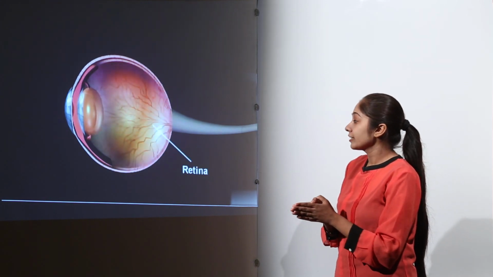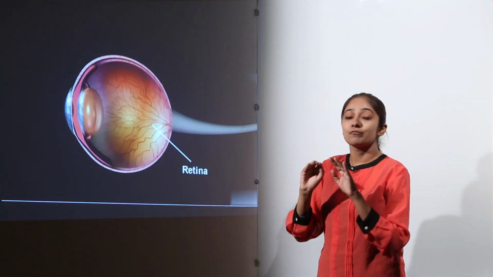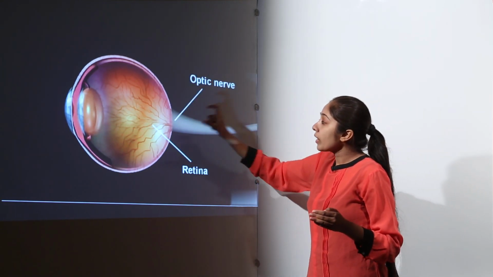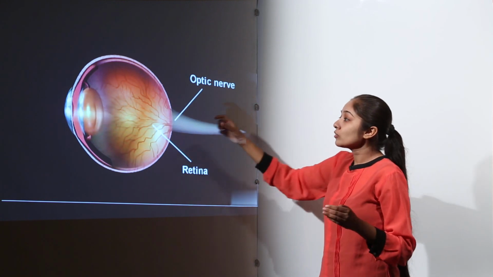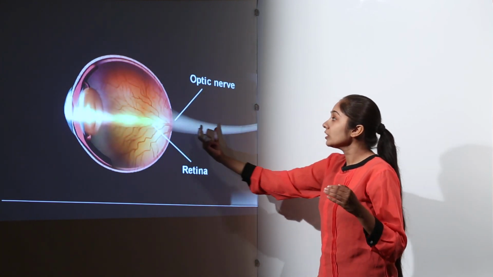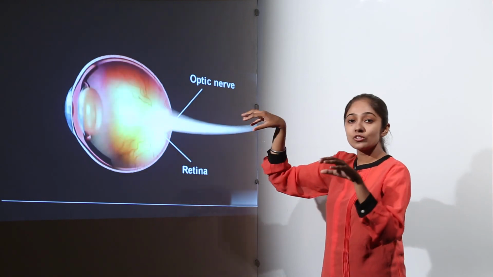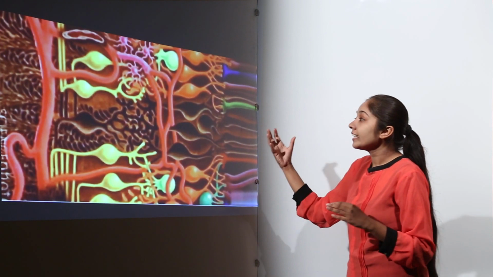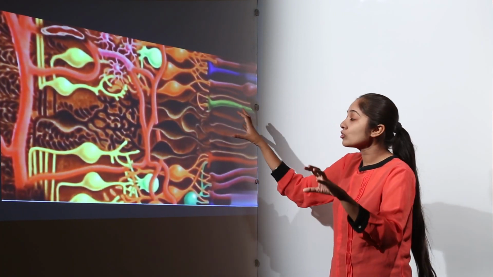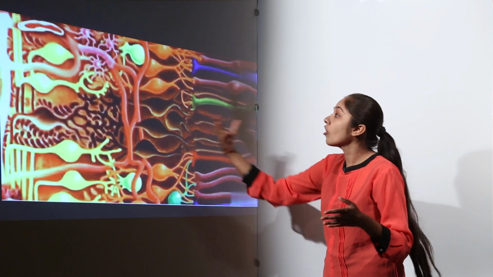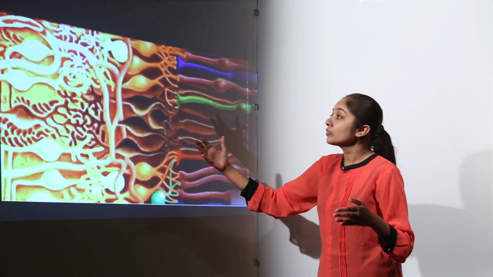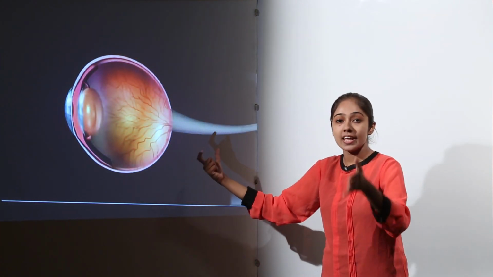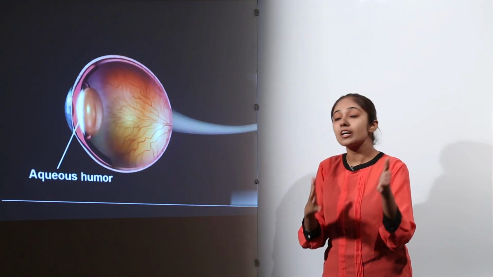Then we have the retina. Retina is the very delicate layer of your eye. It is the one which is linked with your optic nerve. It is going to send the impulses to the optic nerve, and this optic nerve is going to carry this impulse to your brain. Now this retina, from the inner side, is composed of photoreceptors, these rod and cone cells, which are going to convert the light waves into chemical messages, which are sent to the optic nerve in the form of nerve impulses.